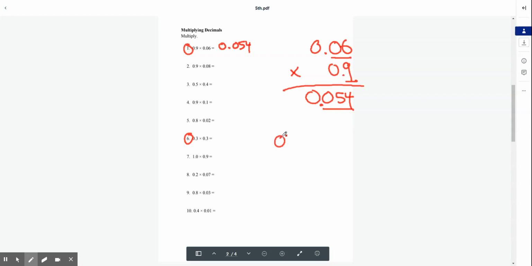Let's try 6. 0.3 times 0.3. 3 times 3 is 9. 0 times 0 is just 0. So we have 2 numbers to the right of the decimal point, which means we should have 2 numbers to the right of the decimal point for our answer too. So we'll put a decimal point there and a 0. So we get 0.09 for 6.